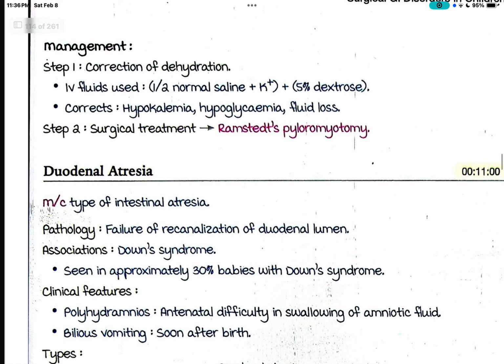Management. Correction of dehydration: IV fluid is used. How do you correct the dehydration? You use IV fluids, half normal saline plus potassium plus 5% dextrose. It corrects hypokalemia, hypoglycemia, and fluid loss. Step 2 is surgical treatment, Ramstedt's pyloromyotomy.